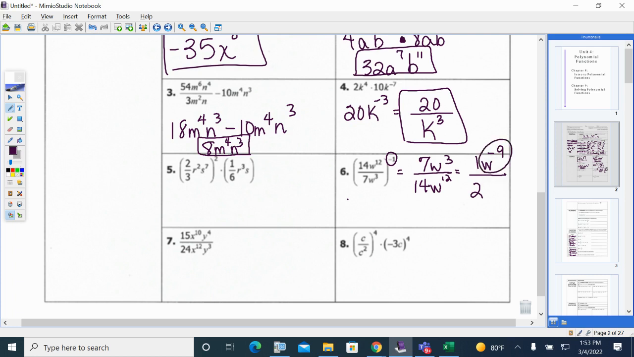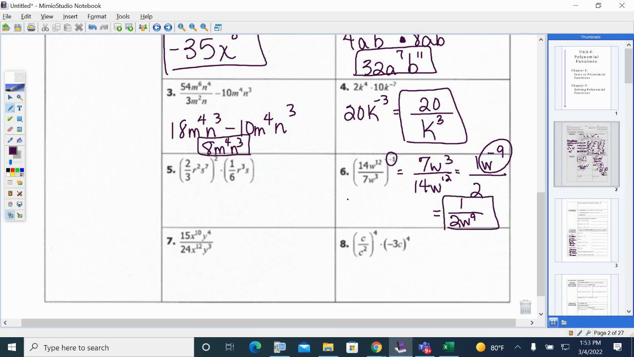Now, the 2 is not going anywhere. It's not like we're flipping the whole entire fraction. We're only flipping that negative exponent and what it's attached to. So that goes down to the bottom. So we have 1 over 2w to the 9th.